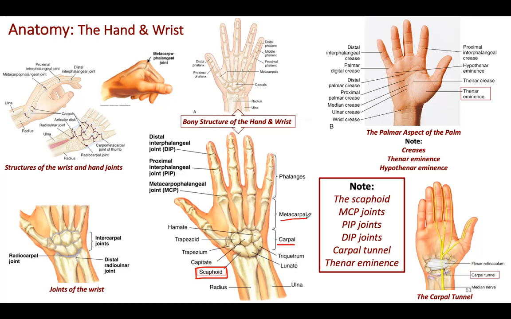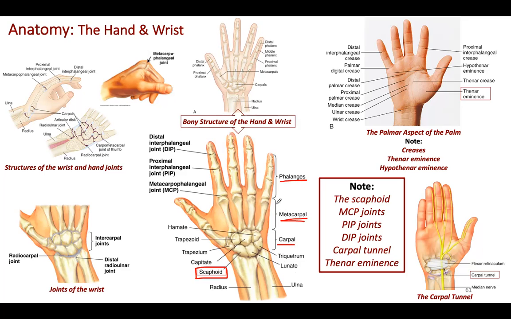Metacarpal bones are the bones of the hand, the palm of the hand. Phalanges are the bones of the fingers. These are the names of the bones. Then the names of the joints.